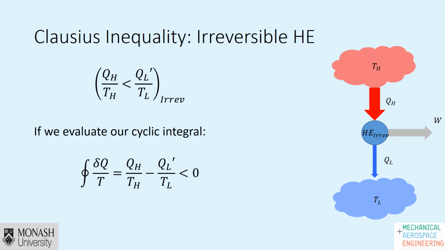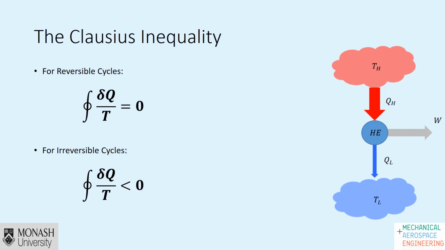So for all reversible heat engines, the cyclic integral is equal to 0. For all irreversible heat engines, it's less than 0. So here are those two results put side by side. If we then combine this into a single statement, we get the inequality of Clausius: the cyclic integral of heat transfer divided by the temperature at which it takes place is less than or equal to 0 for all possible heat engines, reversible and irreversible.